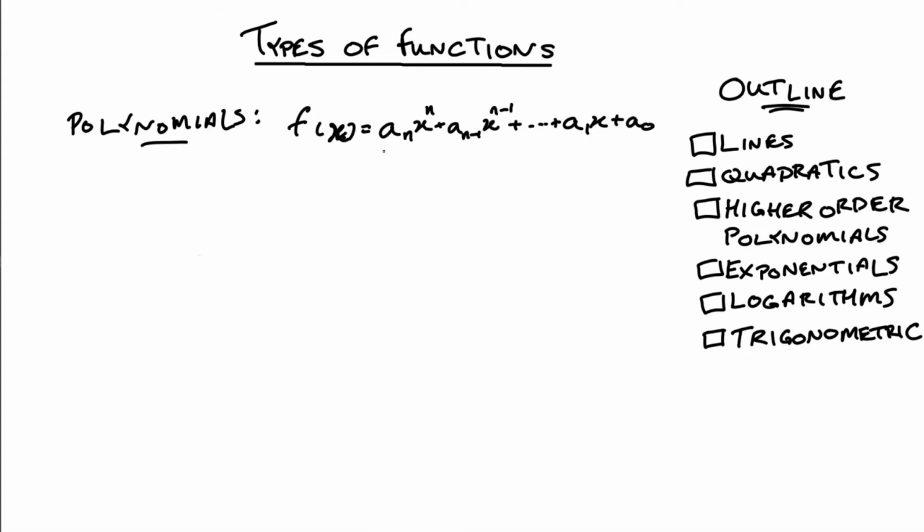And this is super general. It depends really on what your value of n is. But if we just take a moment and assume that n is equal to 2, then we would see that what we have is our quadratic. Similarly, if we let n equal 1, then we would have a line.